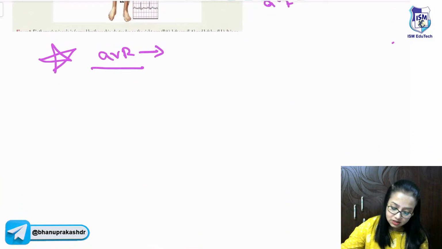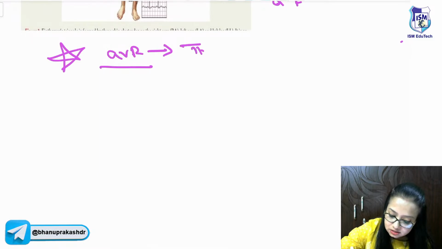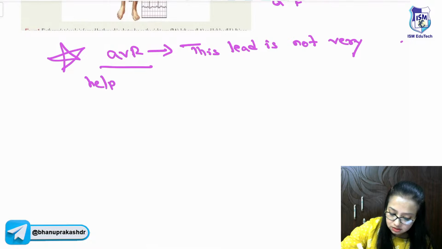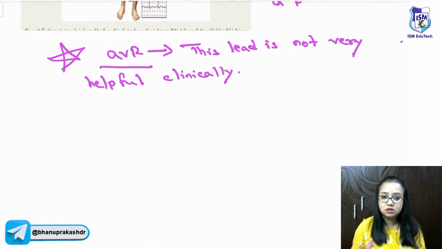So AVR, this lead is not very helpful clinically. Okay, it is not very helpful clinically, and the findings from this augmented unipolar limb lead are always cross-checked with the other waves from the other limb leads and the precordial leads.